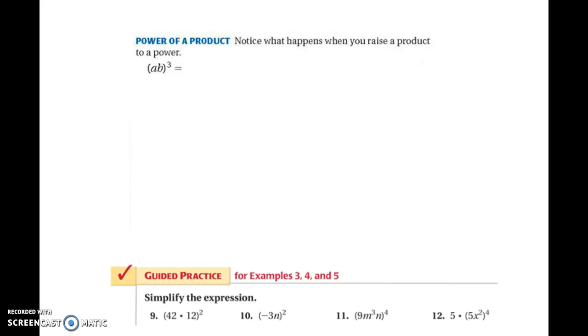This next part is located on page 436 again, and it talks about the power of a product. So when you have a product already multiplied and you take a power of it, something happens. And we can see that this would be the same as having AB 3 times because we took it to a power of 3. Well, if we rearrange those, that really means that we have 3 A's and 3 B's, or A to the third, B to the third.